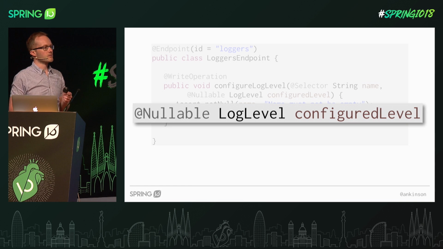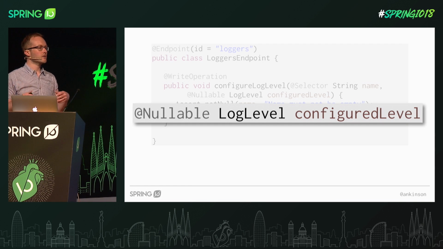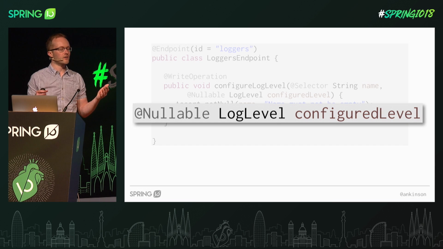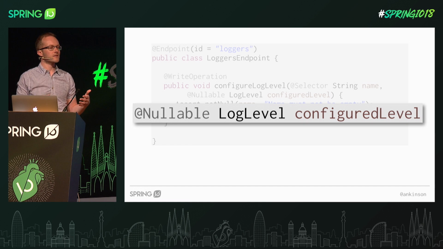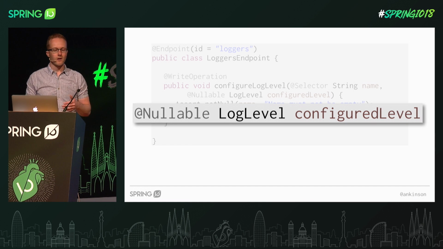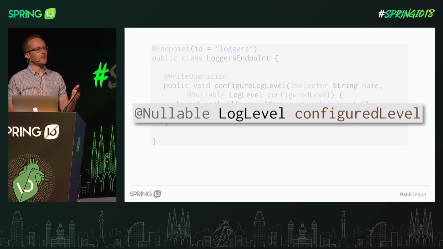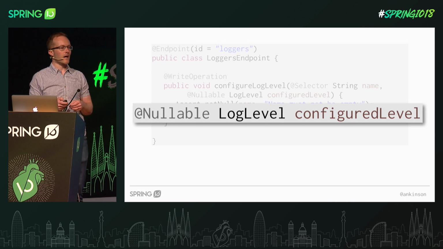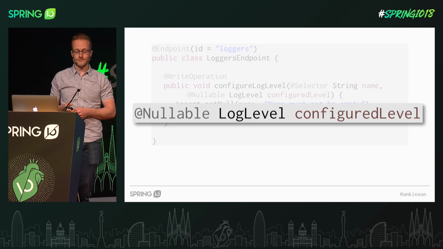So this was introduced in Spring Framework 5, largely in support of Kotlin and being able to offer null safety there. But we also make use of it here to indicate to the endpoint infrastructure whether or not this particular parameter can be null. Is it acceptable for a user to make a request to this operation and not provide this piece of information? And in this case, it is.